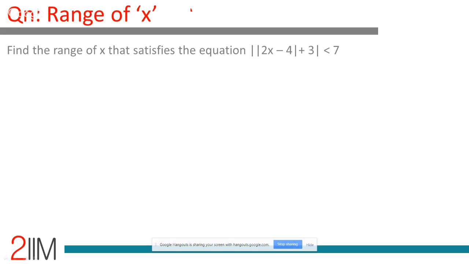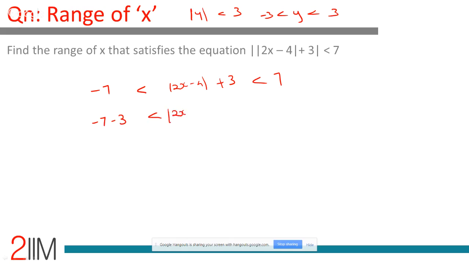Modulus of an expression. So take mod y less than 3. This means y is likely to be minus 3 and plus 3. Apply the same idea here. The modulus of 2x minus 4 plus 3 lies between 7 and minus 7. Or minus 7 minus 3 less than modulus of 2x minus 4 less than 7 minus 3. Minus 10 less than modulus of 2x minus 4 less than 4. Okay. So, that gives you a very good starting point. Try this question and then simplify it from here. I've just broken down the external modulus. Now, see if you can break down the modulus sitting inside.